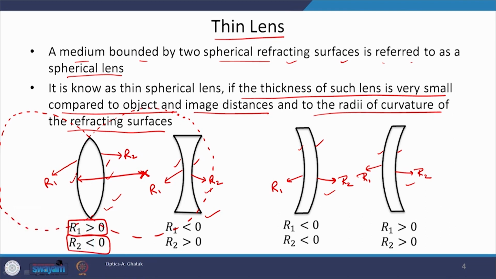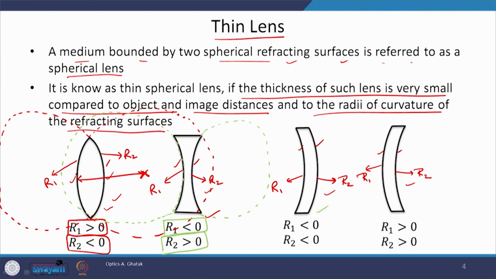Now, in the second case, let us see what the signs are. We will again draw the sphere. R1 is the radius of curvature of the first spherical surface. In green color, I am drawing the related sphere. You see that this sphere appears on the left hand side of the lens. Left hand side means negative, and therefore, you can see R1 is negative here. Similarly, the second sphere will appear on the right hand side of the lens, and therefore, R2 would be positive.